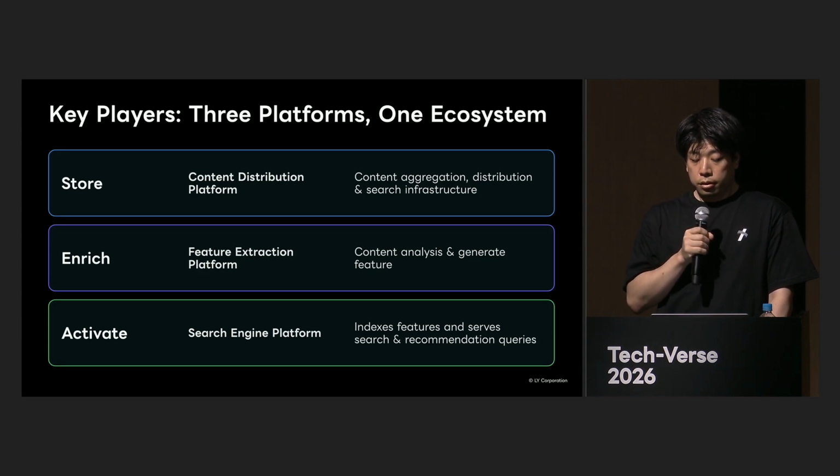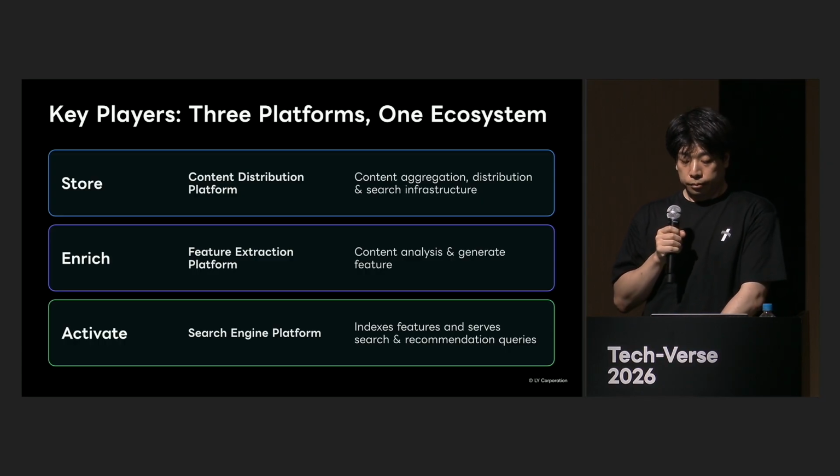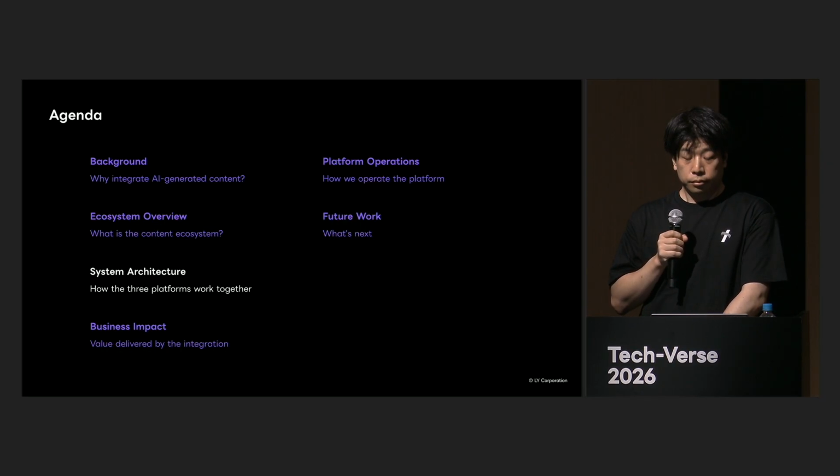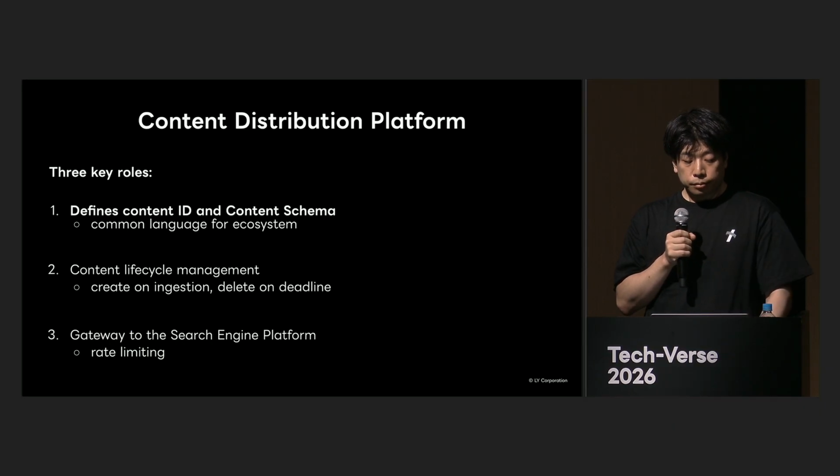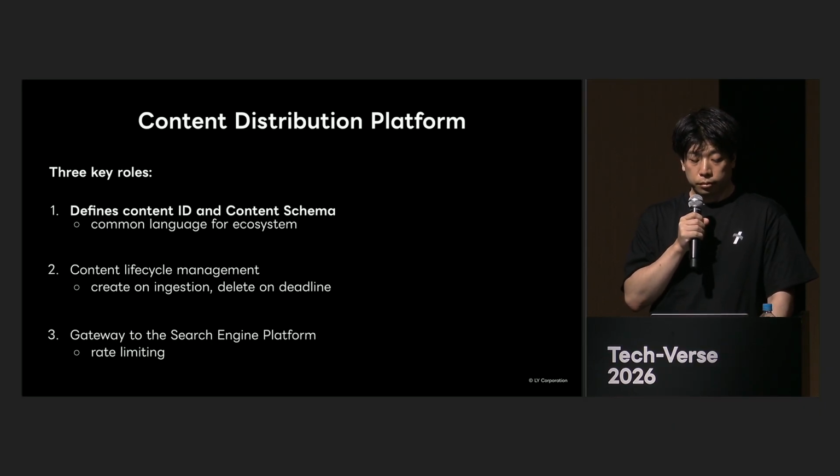And the search infrastructure plays the role of utilizing these. Here, content and features are indexed to respond to search and recommendation queries. Through these three phases of accumulation, organization, and utilization, the content ecosystem functions through the collaboration of each corresponding platform. Next, as for the system design, I will now specifically introduce the search platform, which is a key player.